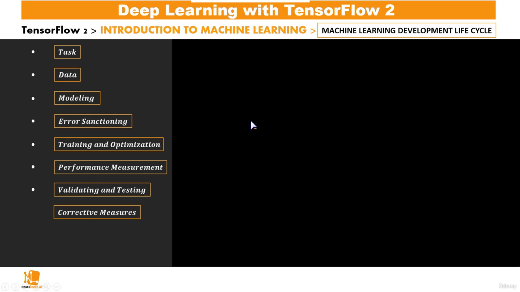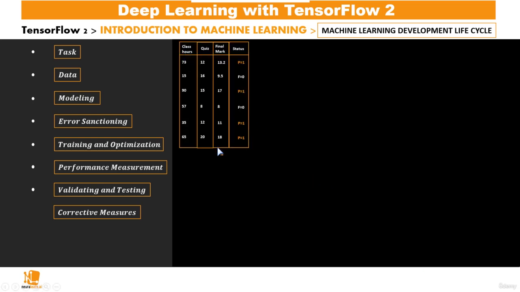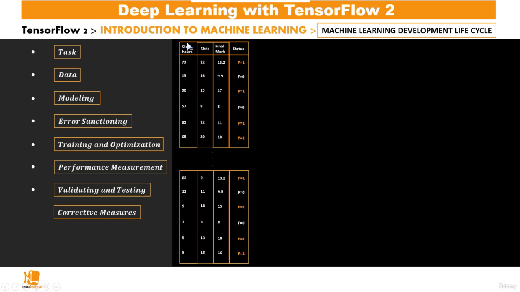Supposing we have a data set which comprises inputs like this, where we have the class hours, the quiz mark, and the final mark, and then an output, the status, which depends on these three inputs. If we train our model on this full data set and evaluate it based on its performance on this whole data set on which it was trained, there are great chances that we don't know exactly how this model will perform when presented with new data.